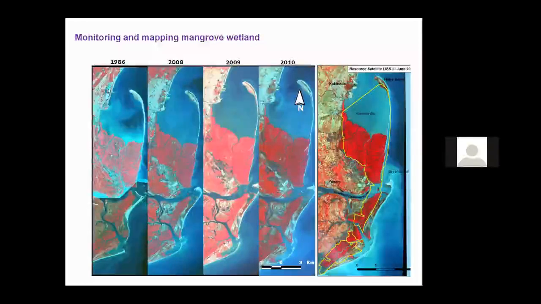For that sake, I would say the efficient tool is remote sensing. Without remote sensing satellite images, you can't find even a single place where the mangrove has been degraded, what the elevation is, and what factors led to the mangrove degradation, and so on. You can see on the monitor the monitoring and mapping of mangrove wetland.